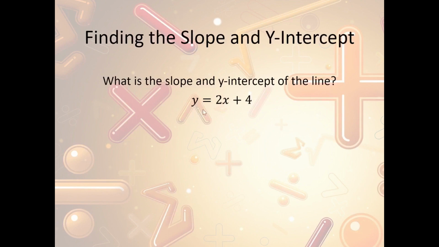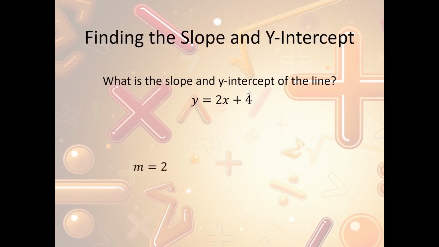So we're given an equation, y equals 2x plus 4. And we want to know what is the slope of that line. Well, we know that the slope is the one that's attached to the x, right? So it's a slippery slope to get hung up on your x. So the one that's attached to the x in this case is 2. So the slope is 2.